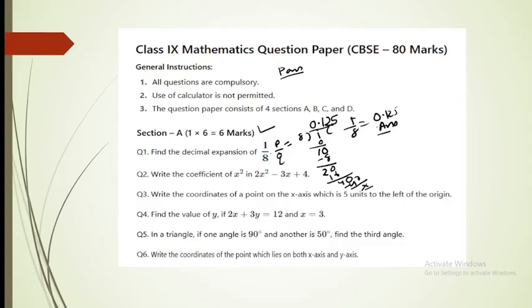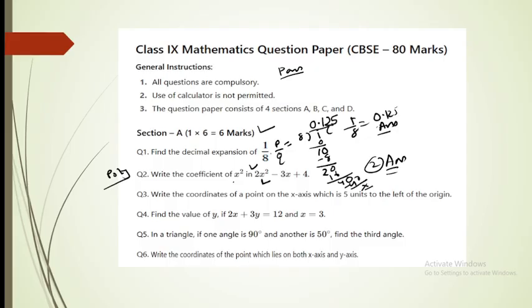What is the coefficient of x square in 2x square minus 3x plus 4? See, this question is from the polynomial chapter. Coefficient of x square: where is the x square? Here is the x square. So what is ahead of it? It is 2. So 2 is the correct answer. The coefficient of x square is 2 here, and the answer will be 2.